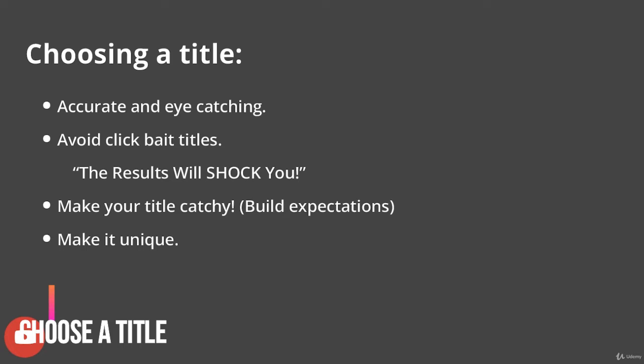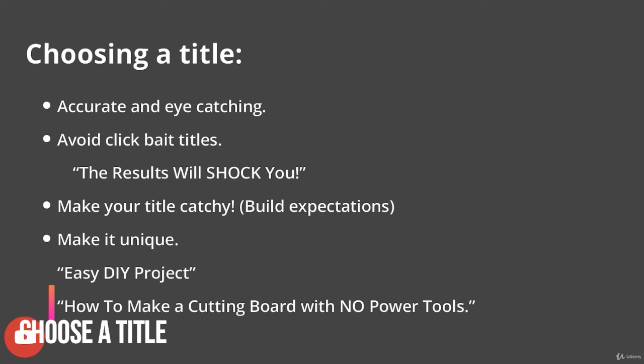1. Make it unique. A good video title should stand out in the search results. For example, Easy DIY Project is far too generic. It says nothing about what the project is or why the viewer should click on it instead of all the other ones in the search results. Alternatively, How to Make a Cutting Board with No Power Tools tells the viewer exactly what to expect and why they should click on your video.